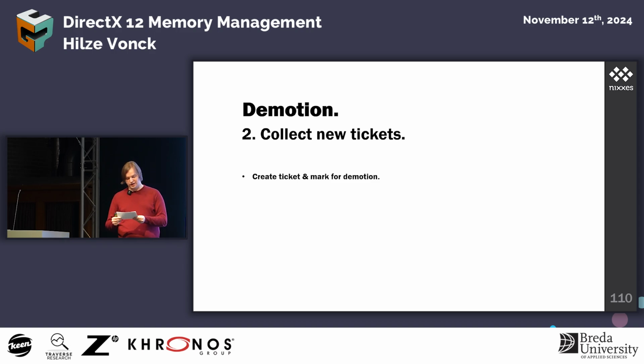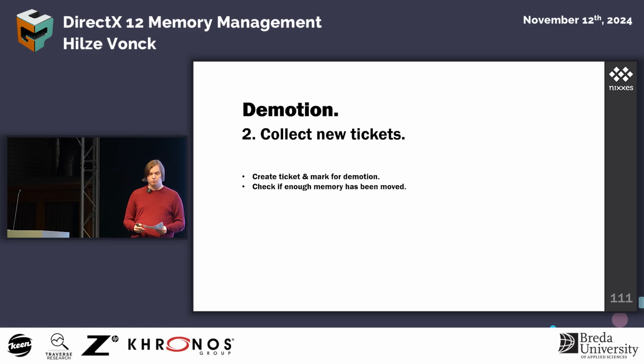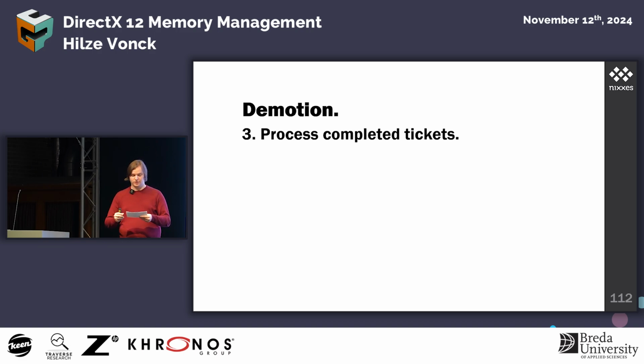For each eligible allocation, we can create a ticket and mark them for demotion. Once we have marked enough memory for demotion, we break out of this loop.